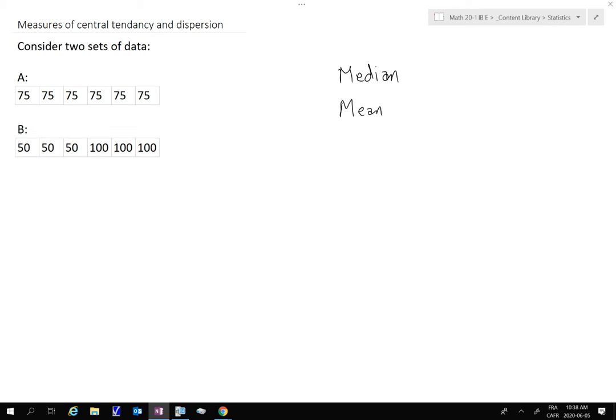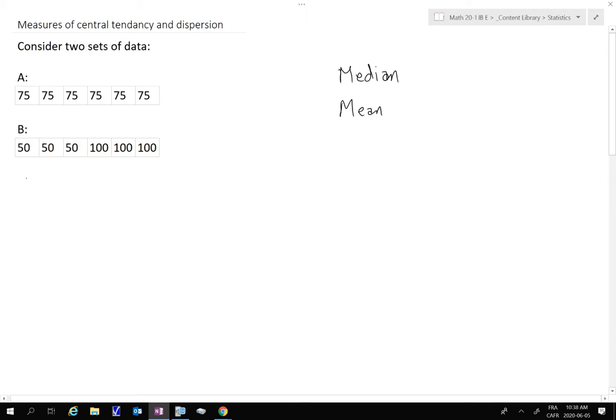To show that, let's look at these two sets of data here, A and B. Let's say we have 6 students who've written a quiz. On quiz A, all 6 students have gotten 75%. On quiz B, 3 of them get 50 and 3 of them get 100.